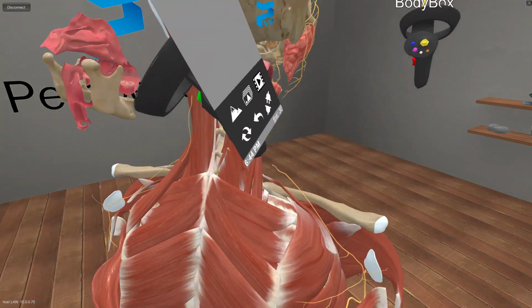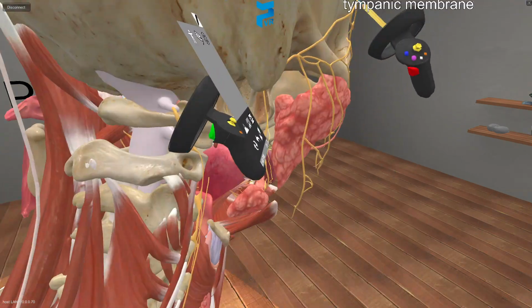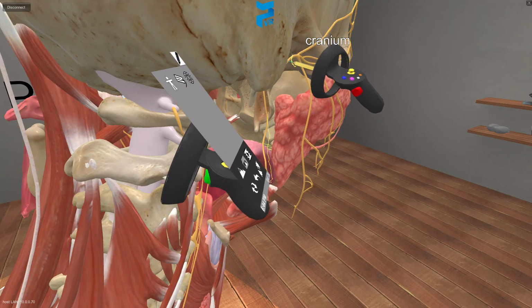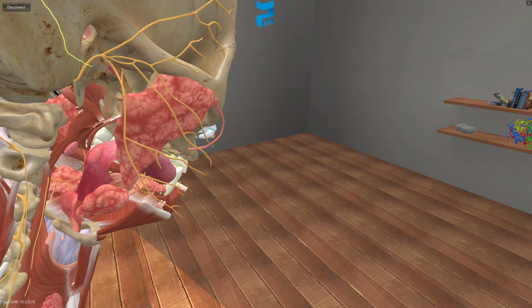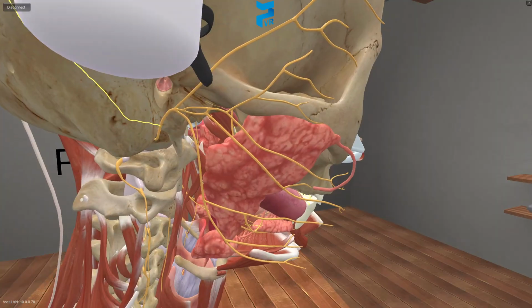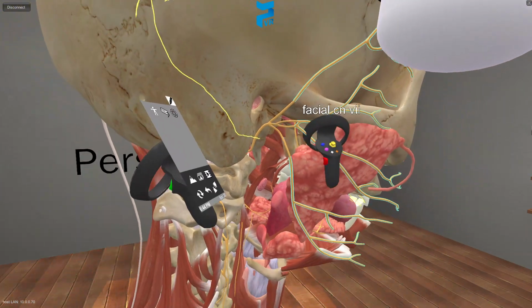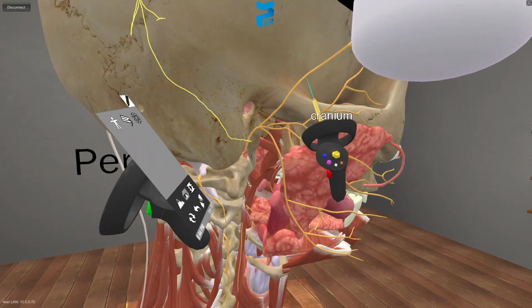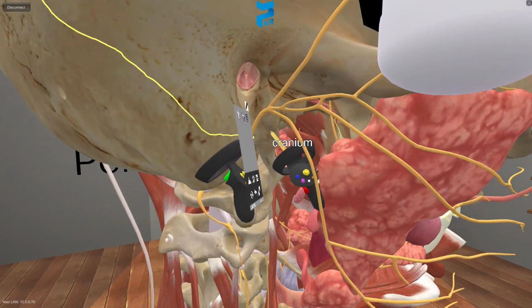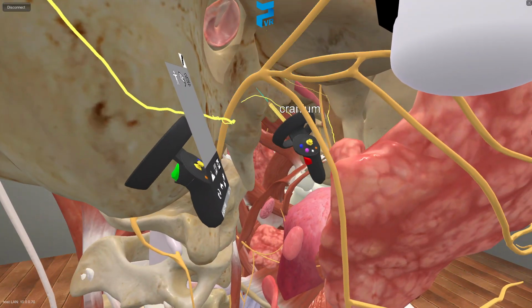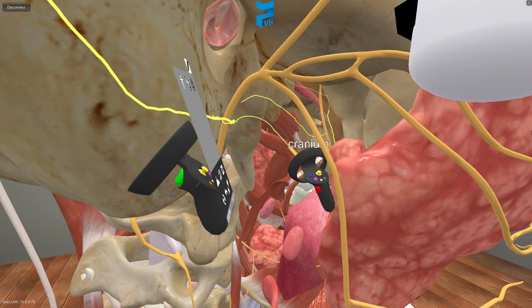Here, we can see the posterior auricular branch that courses posterior to the external ear and carries general sensory information as well as motor innervation to the occipital belly of occipitofrontalis muscle and small auricular muscles. It also carries sensory information from the skin of the external ear.